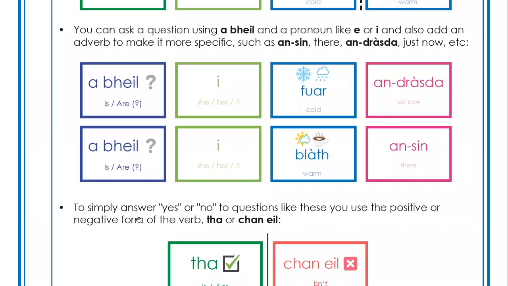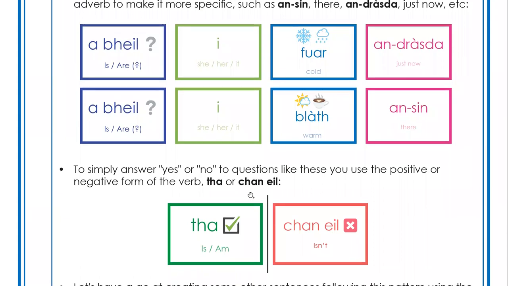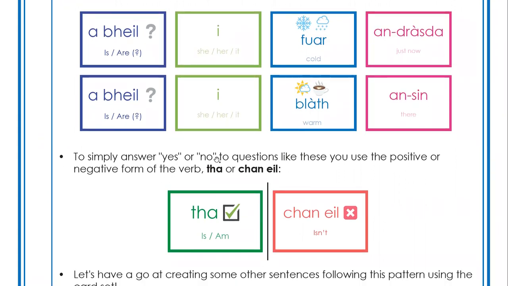To simply answer yes or no, as I mentioned, there's no word for yes or no in Gaelic, so we're responding to this question we've been asked, which is using the verb to be. So the answer yes or no will either be the positive is or the negative isn't. And this is a concept that does exist in other languages, even languages that do have words for yes and no. In Italian, for instance, there's a yes and a no word, sì.